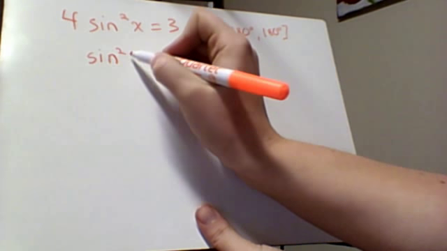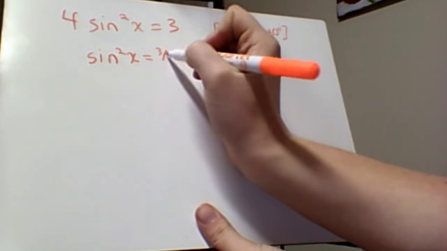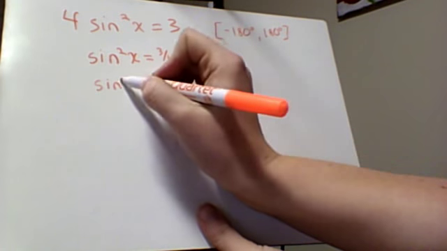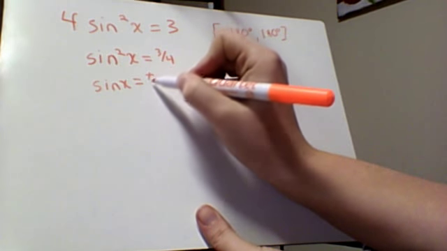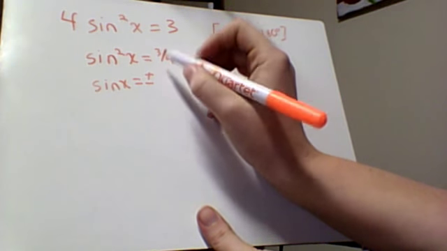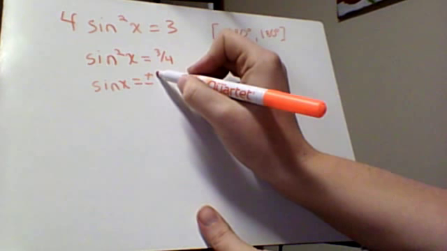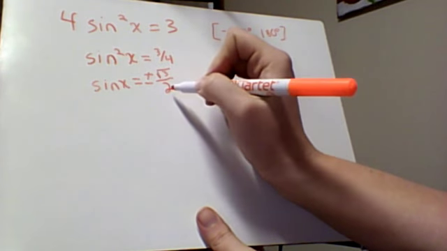Sine squared of x is equal then to 3/4. Taking the square root of both sides, I will get sine of x is equal to, don't forget the plus or minus. Remember, when you take a square root, you're introducing this idea. You have to remember plus or minus. And then I'm going to rationalize all at once. Square root of 3 over 2. The square root of 4 is, of course, 2.